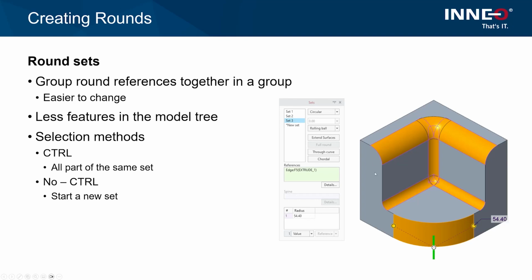So in this example, I've got a set at the top for those 2 edges, there's another set for those 3 edges, and then set 3 is this single item. So all 3 of them can be different sizes, all the different sets in one, and it's all in one feature.